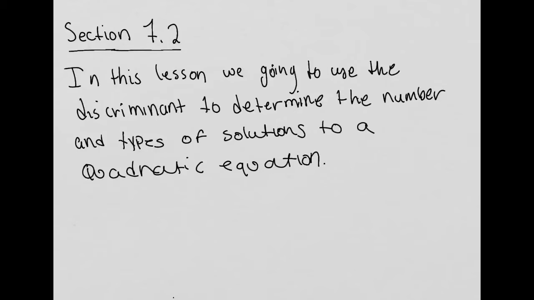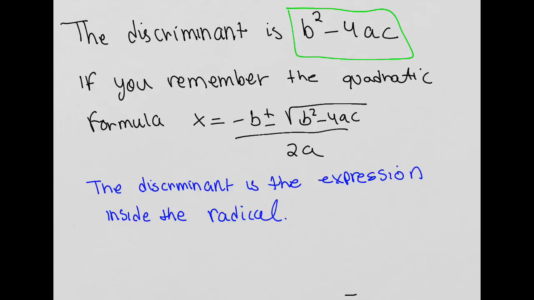In this lesson, we are going to use the discriminant to determine the number and types of solutions to a quadratic equation. Let's see what the discriminant is. The discriminant is represented by the expression b squared minus 4ac. If you remember from the quadratic formula, the discriminant is the expression inside the quadratic formula.